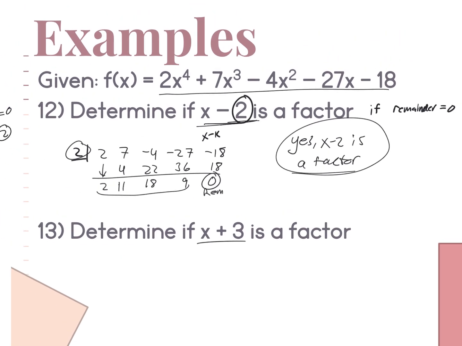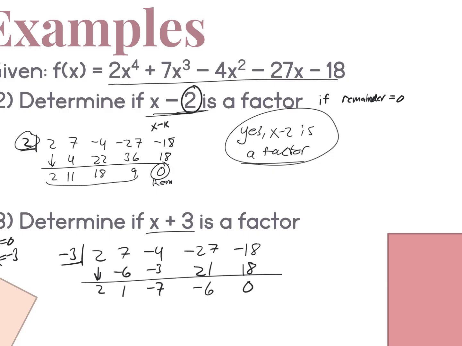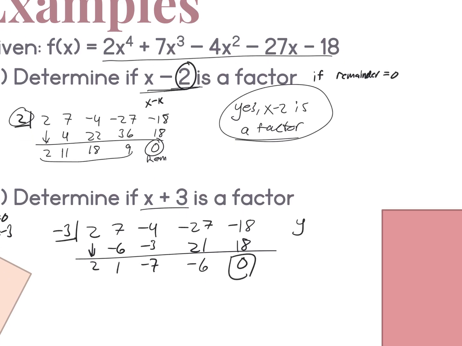I'm going to determine if x plus 3 is a factor. When I do x plus 3 equals 0, I get x equals -3, and that's what I'm going to put in that little box. Then I'm going to set it up the same way: 2, 7, -4, -27, and -18. Bring down the 2. 2 times -3 is -6, plus 7 is 1, times -3 is -3, plus -4 is -7. Times -3 gives a positive 21, plus -27 is -6. Times -3 is 18, and -18 plus 18 gives 0. That does work. I get a remainder of 0, so yes, x plus 3 is a factor.